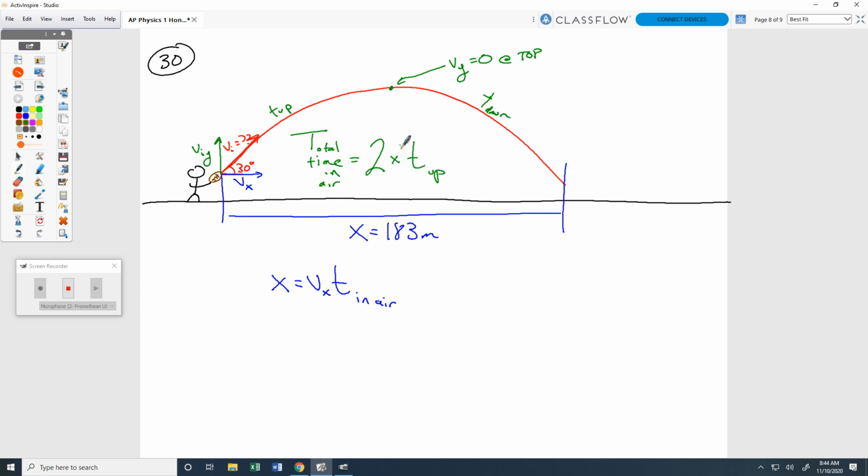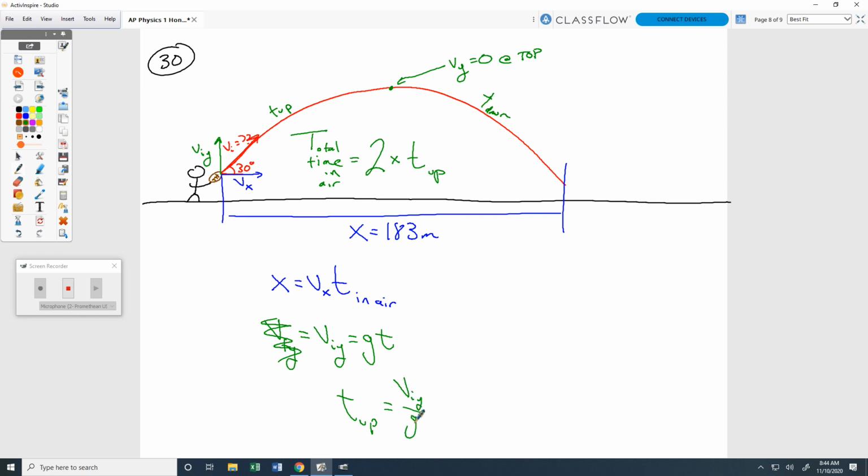And then the way we found how much time it took to go up is I actually borrowed this equation. I took the VFy equals VIy minus g times t. And I said, hey, VF is going to be 0. So these two would equal each other. And so I've got a neat little way of finding the time it takes to go up. It was just equal to VIy over g.